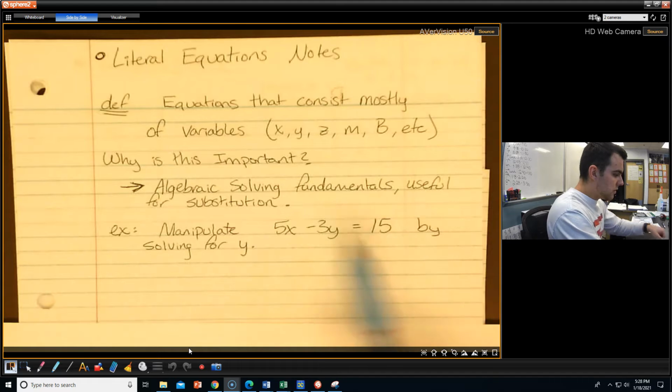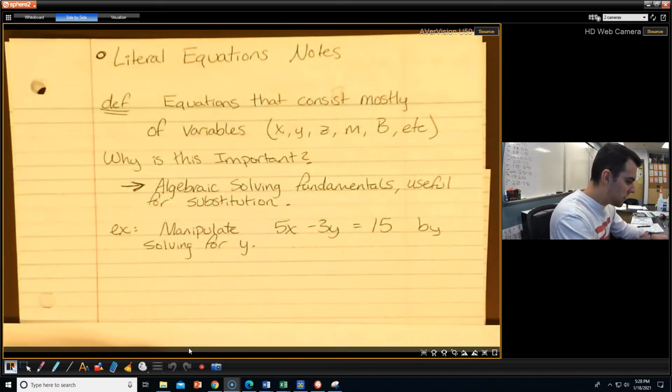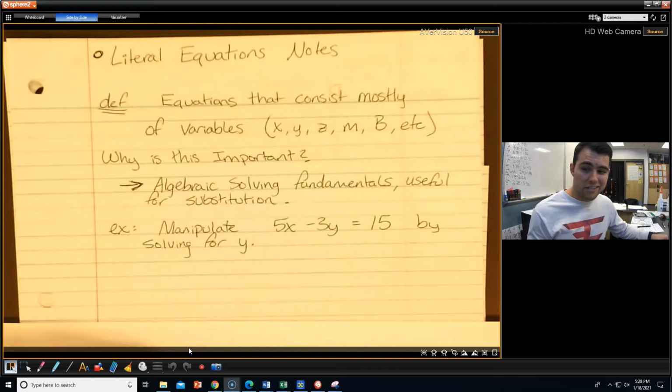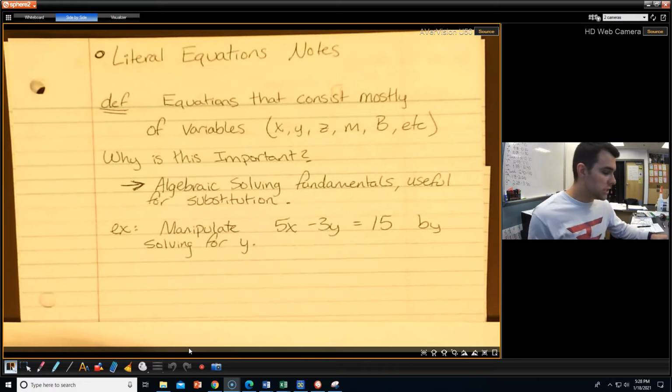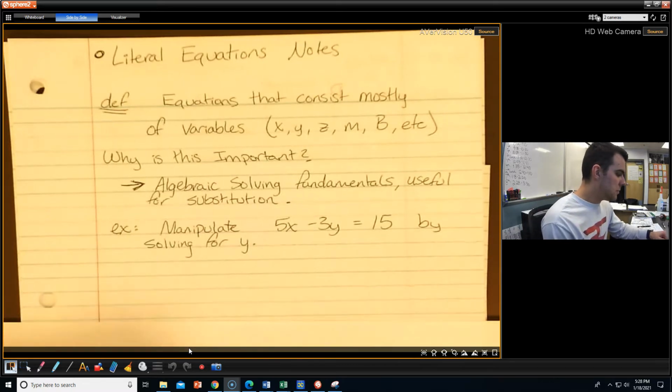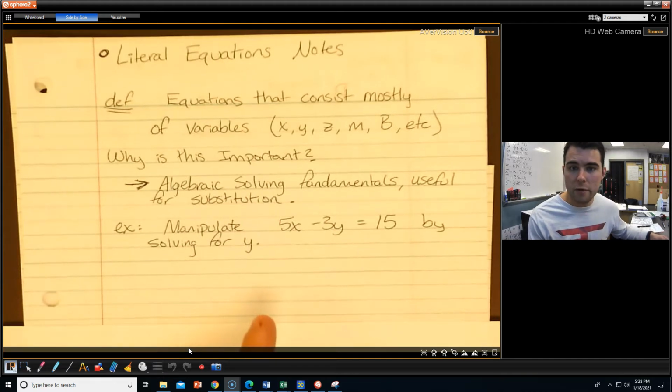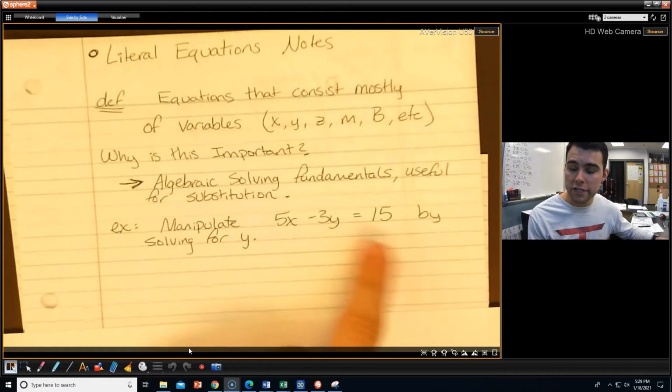So why is this important? Like I said, we have algebraic solving fundamentals that we need to get under our belt. It's going to be useful for substitution later on because you're not always dealing with just numbers with substitution. So for example, I want us to get to the point where I can say, all right, I want you to solve for y for this equation.